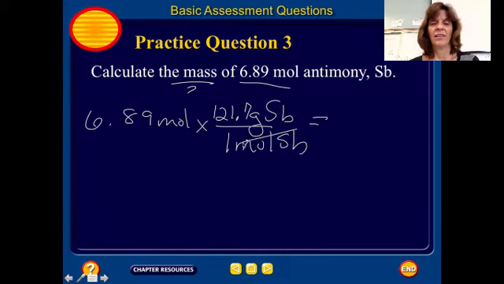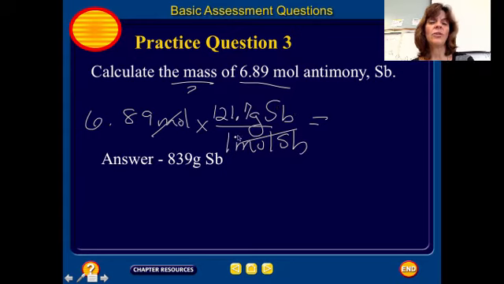Okay. If I use the wrong mass, I'm sure you can look up the correct one, and you should get 839 grams of antimony, as long as we use the right mass.